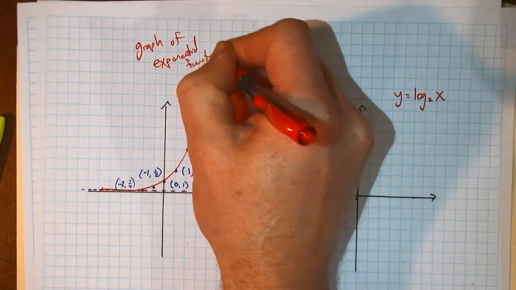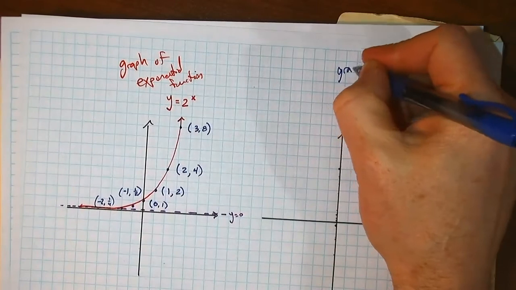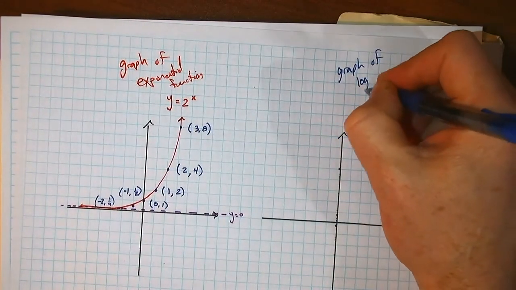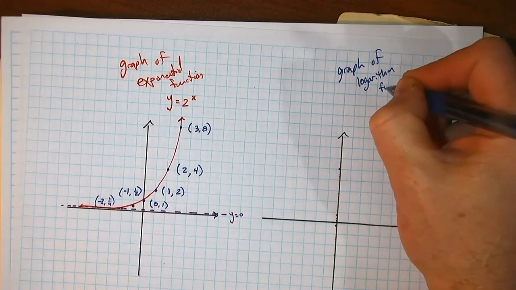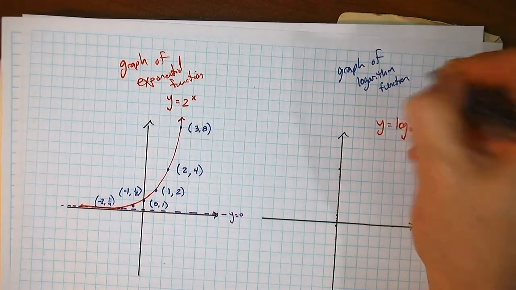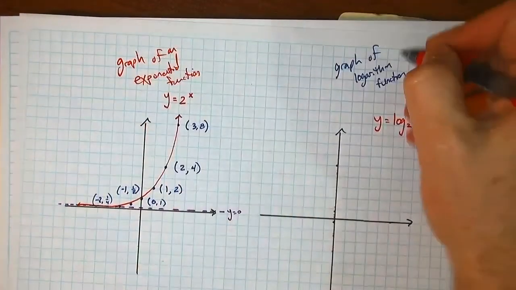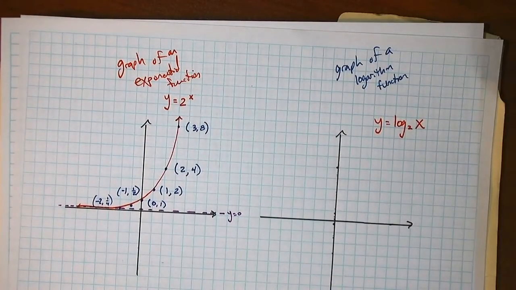And what we are going to do is we are going to make the graph of its inverse. And what's the inverse of an exponential? A logarithm. Okay, graph of a logarithm function. So we have the graph of an exponential function. We're going to make the graph of a logarithm function right now, because that's the inverse.